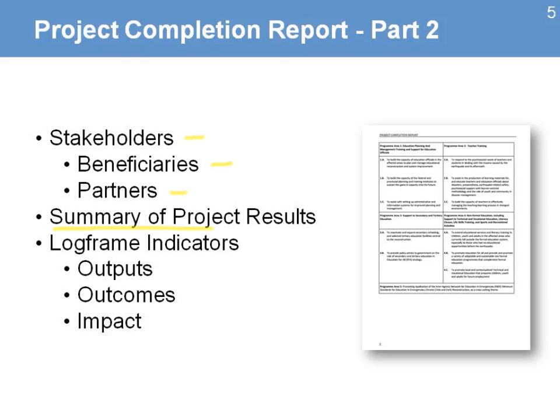A summary of the project results that includes the log frame indicators and information about the outputs, outcomes, and how the project was able to contribute to the general impact. This section may or may not be available, the information on impact, depending on the evaluation report that is provided, but it will be important to include elements about the outputs and the outcomes because they are closer to the project and the project will have that level of information.